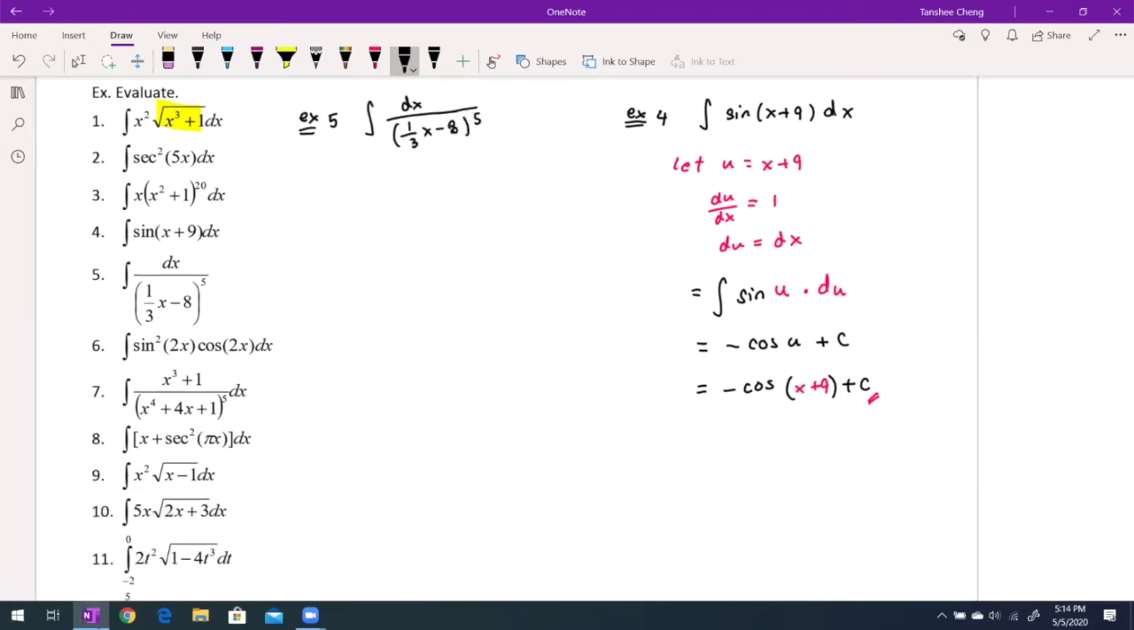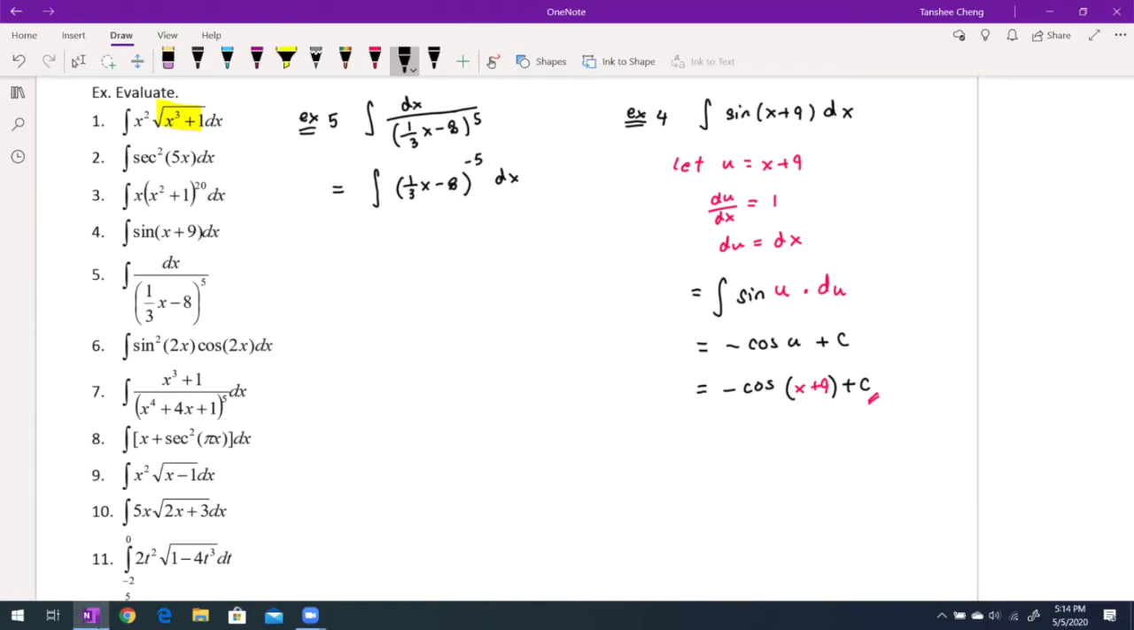So this is how I will start this problem. It looks ugly, so rewrite it. This will be basically the integral of 1/3 x minus 8 to the negative 5 power dx. Are we all okay with this?